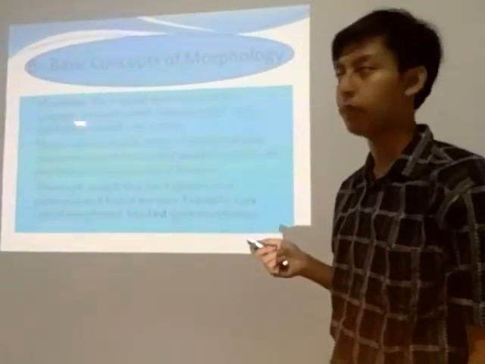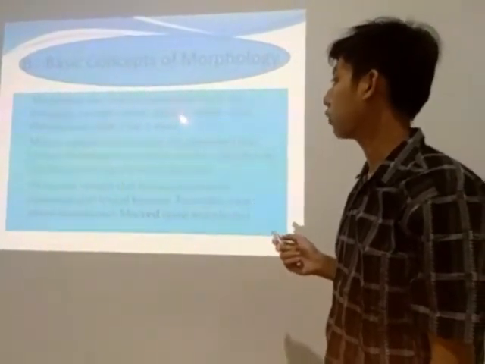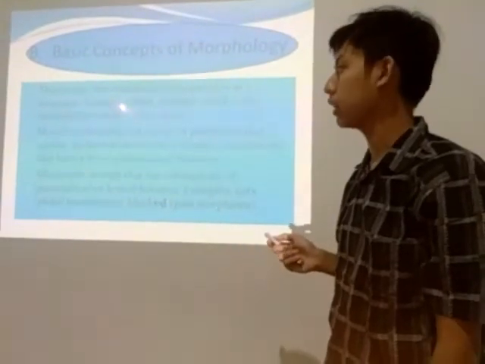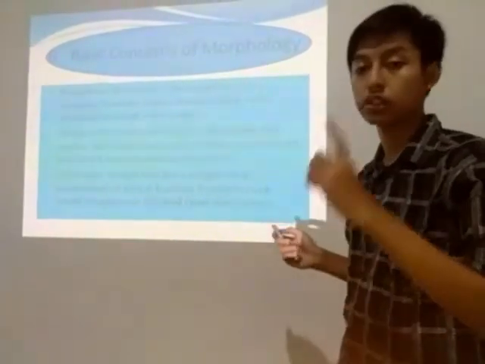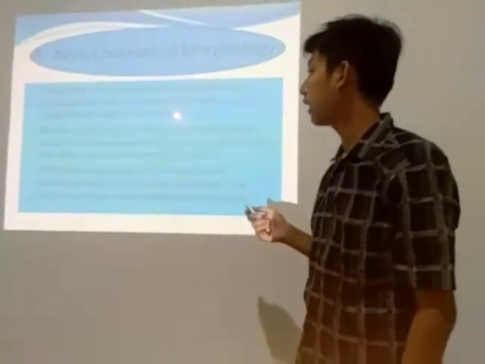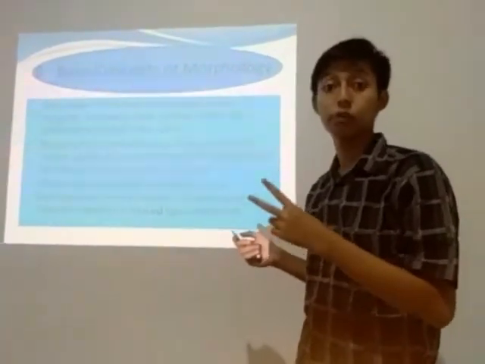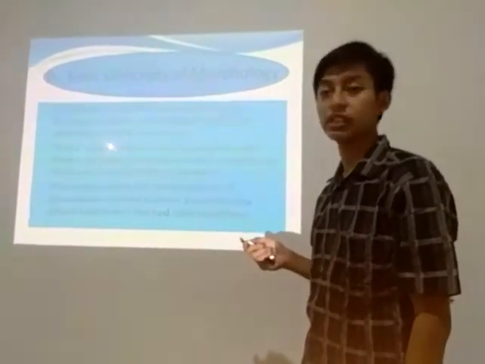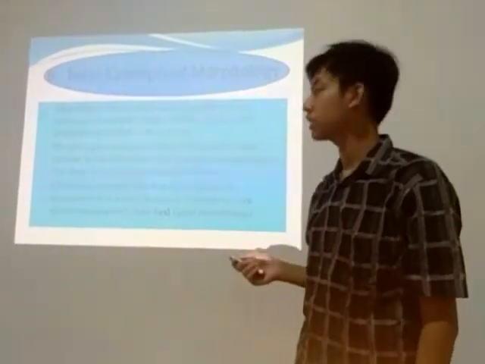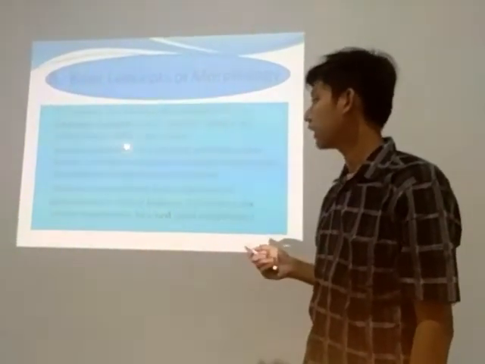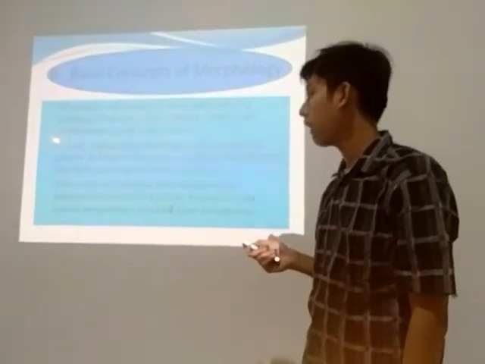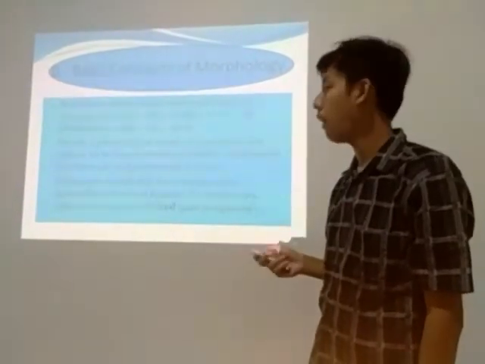First is morpheme. A morpheme is the smallest meaningful unit in a language. For example, child has one morpheme. Childish has two morphemes. And childishness has three morphemes: child, ish, and ness.